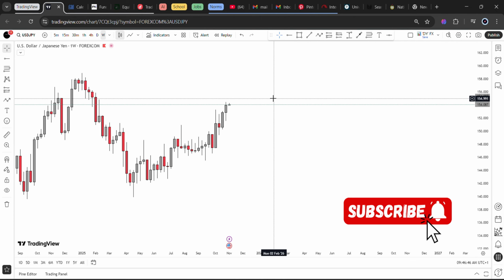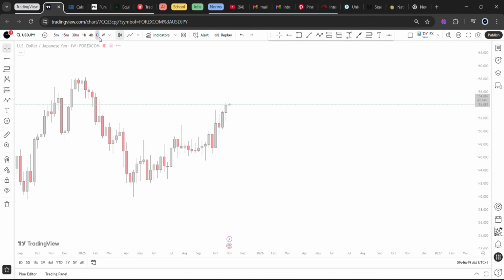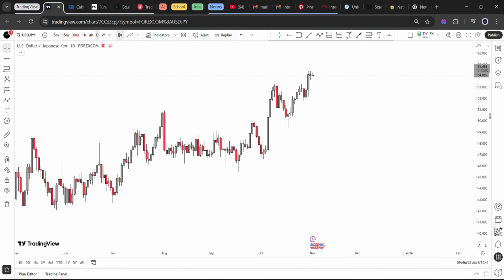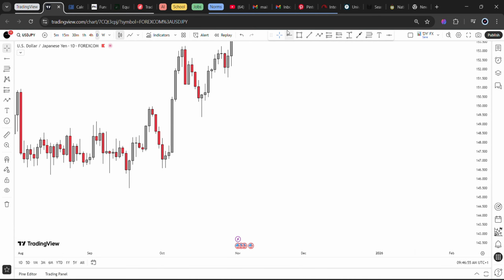So let's go. As you can see on the weekly time frame, we closed bullish for last week. Markets closed bullish for last week, so we should be expecting to see more move to the upside.